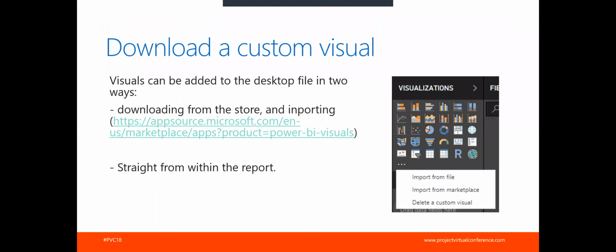So now we have our own data. We have it nicely visual with our own colors. Now let's get some custom visuals here. Downloading a custom visual can be done in two ways. It can be done straight from within the report, or you can download it at the store and have it as a file that you can share with others. So downloading from the store and importing, we're just going to do that, and we're going to do the other one as well.